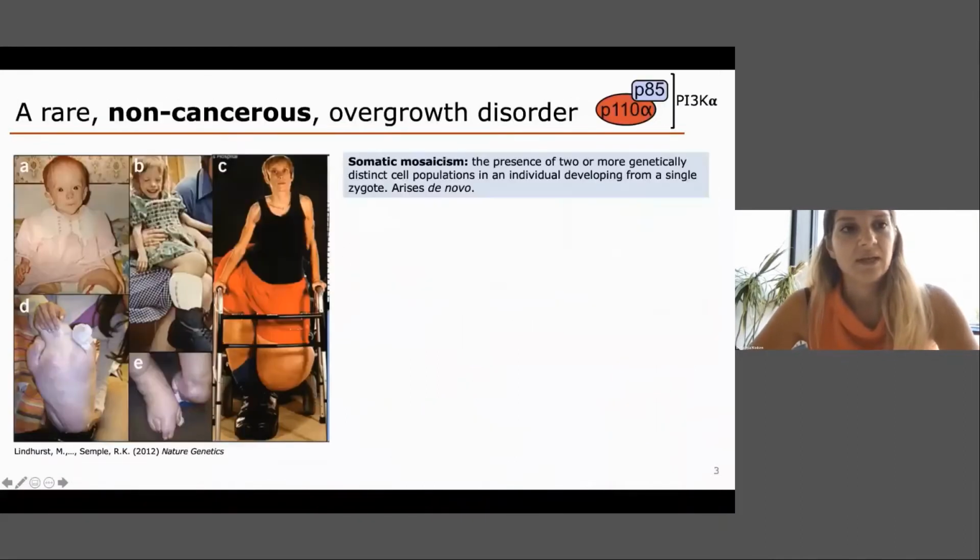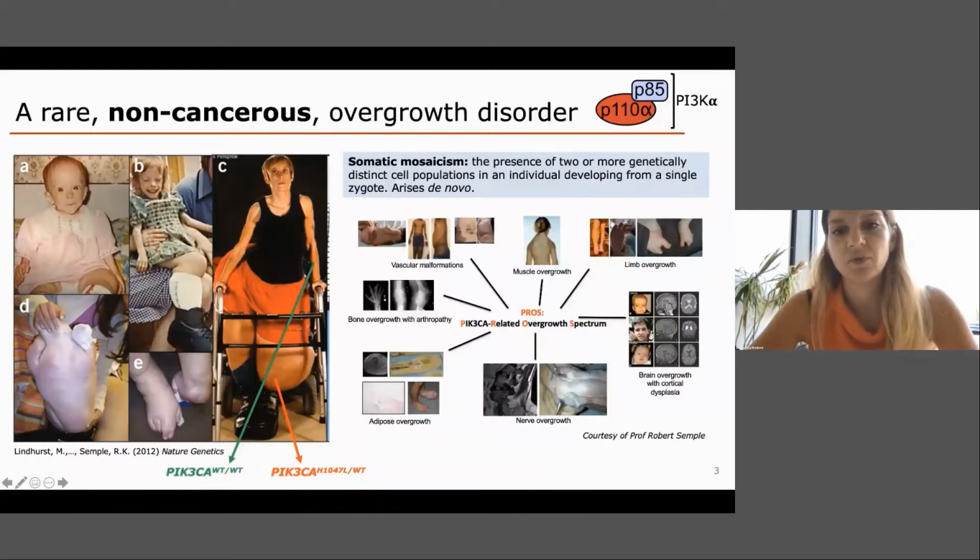pathway. So the reason I got into studying PI3 kinase signaling is my PhD supervisor's co-discovery of a rare, non-cancerous overgrowth disorder caused by mosaic activating mutations in PIK3CA. So the lady you're seeing here has got a massive overgrowth of her lower body because she's got a heterozygous activating PIK3CA mutation, which is not present in her upper body. And following on from this discovery, it quickly became clear that such mosaic activating PIK3CA mutations are the cause of a spectrum of related developmental disorders, which we now refer to as PROS, for PIK3CA related overgrowth spectrum.